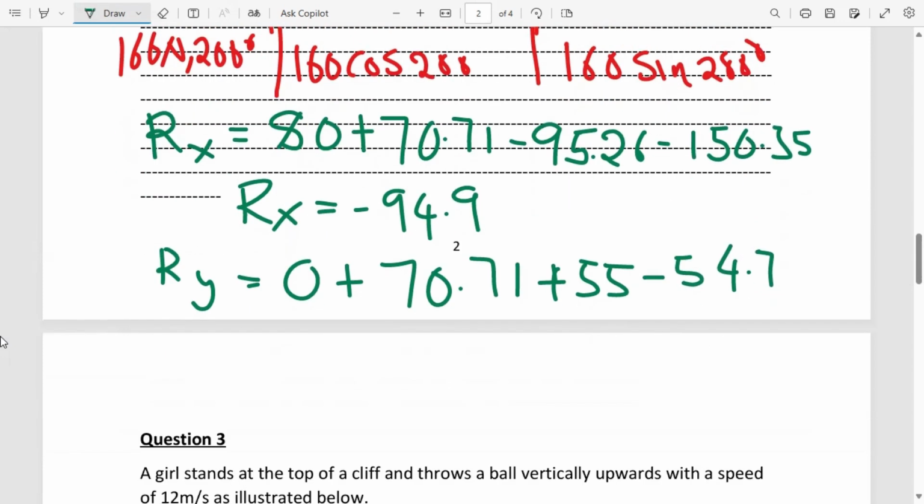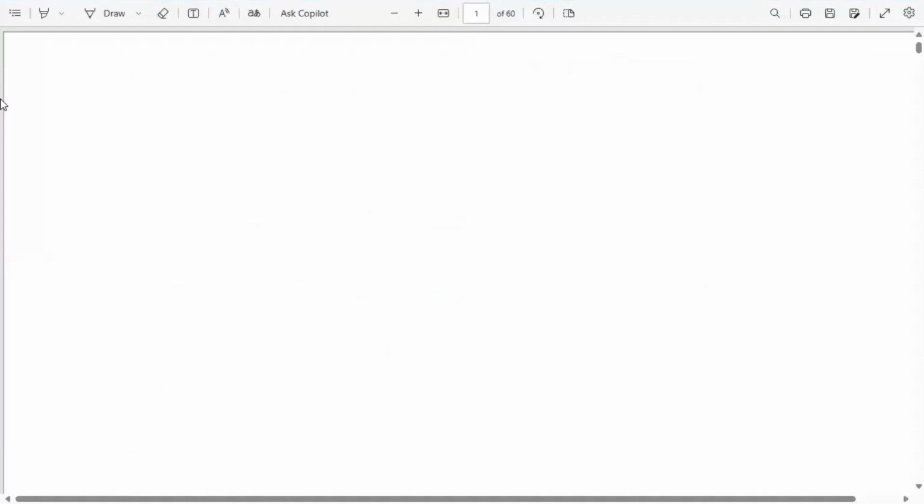Now let's find the summation of our y components. So our Ry will be equal to 0 plus 70.71 plus 55 minus 54.7, and this is giving me a total of 71.01. So ladies and gentlemen, if this is the summation, we've now found our Rx and our Ry. What are we going to do? We're now going to introduce our formula. Instead, I'm out of space. Let me just go to my blackboard.